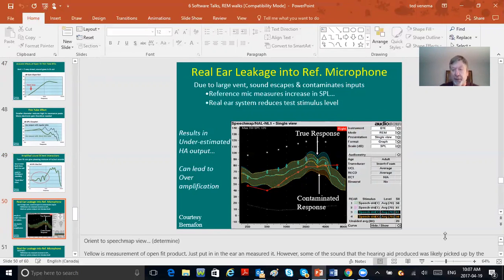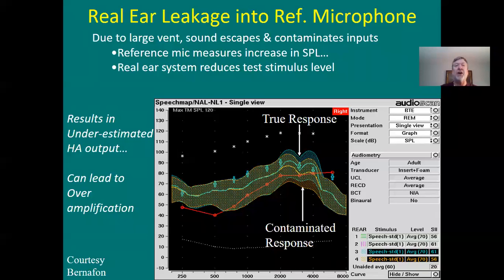Look what it says here, and I'll make the slide big. Due to the large vent, sound escapes and contaminates the inputs. Reference mic measures an increase in SPL. Real ear system thus reduces the test stimulus level because the reference mic is picking up more sound. But remember, that reference mic is picking up sound from the speaker as well as sound leaking out through the open fit vent, okay, because the vent is so big.